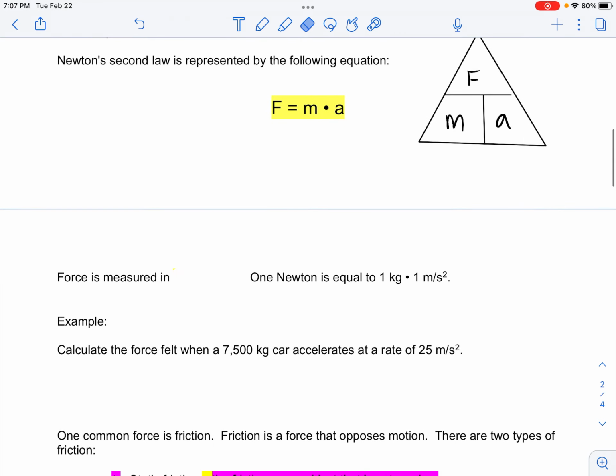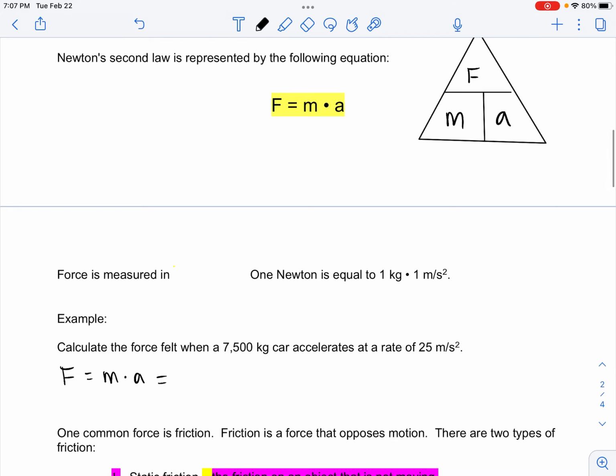A simple example of calculating force: a 7,500 kilogram car accelerates at a rate of 25 meters per second squared. So if I want to calculate the force there, if I look at my equation, force equals mass times acceleration. And your mass is 7,500 kilograms, and your acceleration is 25 meters per second squared. And when you multiply those together, you get 187,500, and the label for this would be newtons.